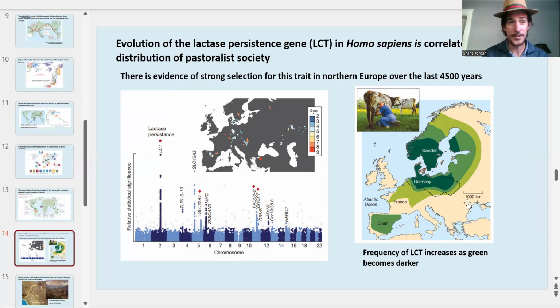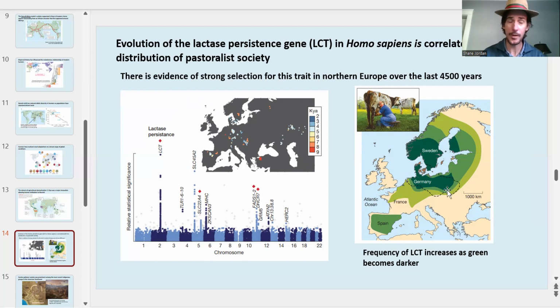This gene is increasing in frequency in parts of Northern Europe where pastoralist society was really a big thing during the earliest stages of human colonization of this area. And so natural selection had acted on favoring this mutation because individuals who carried it had a higher chance of survival because they were able to live off this available food source in lactose that was being produced by their livestock. And many of the descendants of Europeans carry the lactase persistence gene.